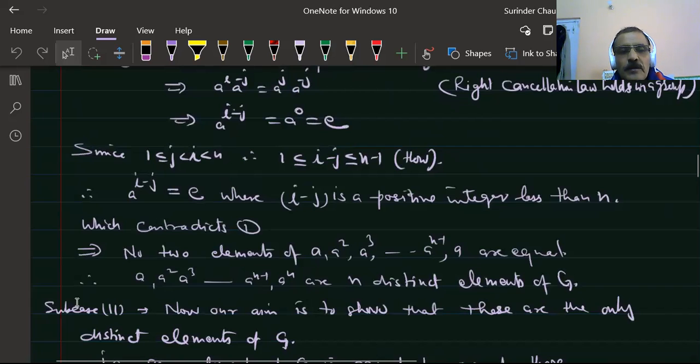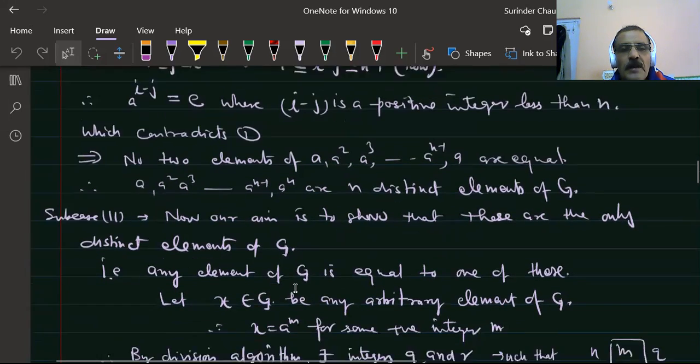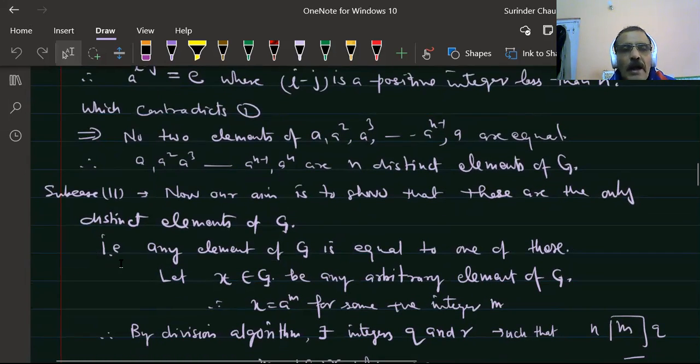Now the second case. Our aim is to show that these are the only distinct elements of G. First, we showed that no two elements of G are equal. Now we show that these, A, A squared, A cubed, and so on up to A to the n, are the only distinct elements of G. That is, any element of G is equal to one of them. So let us take an element x belonging to G.